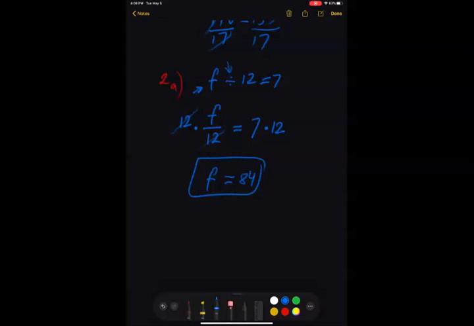All right, you guys see how that happened? I could have also written it this way. So f divided by 12 equals 7. I could have gone like this: f divided by 12 times 12 equals 7 times 12. You could have done that. Then these two cancel. f is equal to 84.